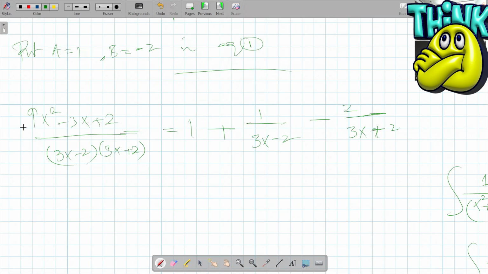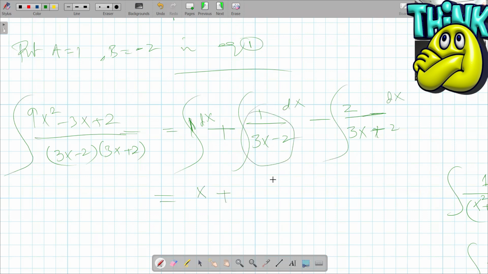So after resolving into partial fractions, what is the next step? You apply integration on both sides like this, right? Integrate each of the terms. Integrate this, and integrate this. How can we integrate the first part? One. What is the integration of one? It is simply x.